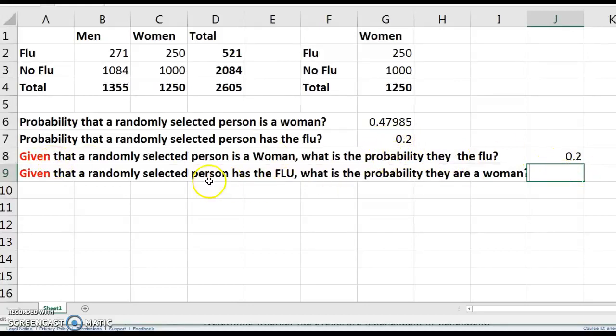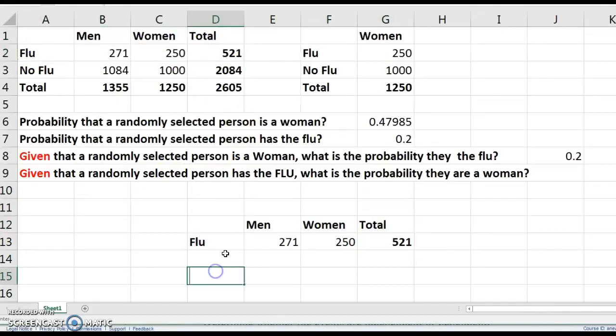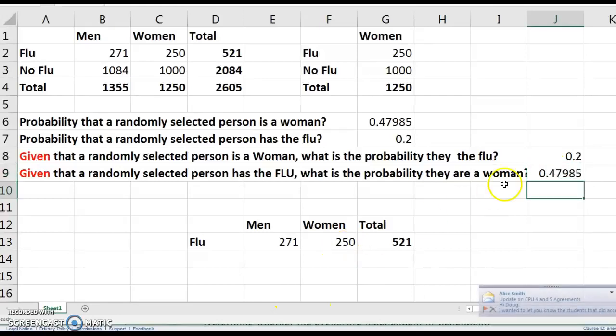And just to verify, it should work vice versa. Given that a randomly selected person has the flu, so if we're only looking at people with the flu, only looking at that top row, what's the probability they are a woman? That is 250 people out of the 521 that are women. And you see that's the same probability as being a woman overall for this population we have. So these events are independent, and we proved it by showing those probabilities are equal.